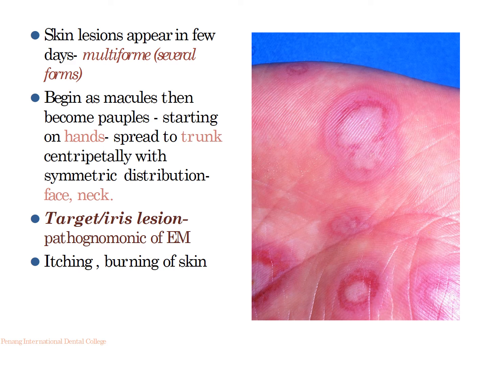Skin lesions are very typical and they appear in a few days. There are multiple forms of skin lesions. That's the reason why the disease is called multiforme. They could begin as macules and then become papules, starting on the hands and spreading to the trunk centripetally, with symmetric distribution on the face and the neck. Generally, target or iris lesions are pathognomonic of erythema multiforme, as the one seen in the picture here. The patient usually has itching and burning sensation of the skin.